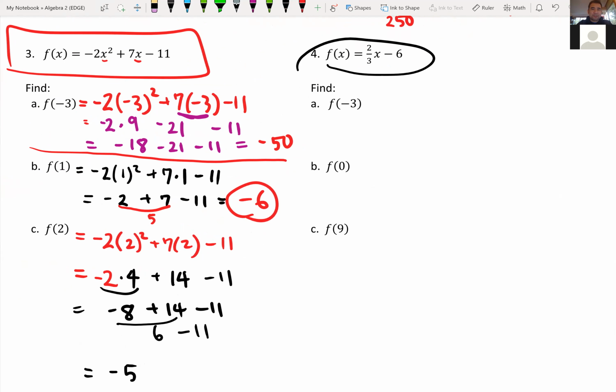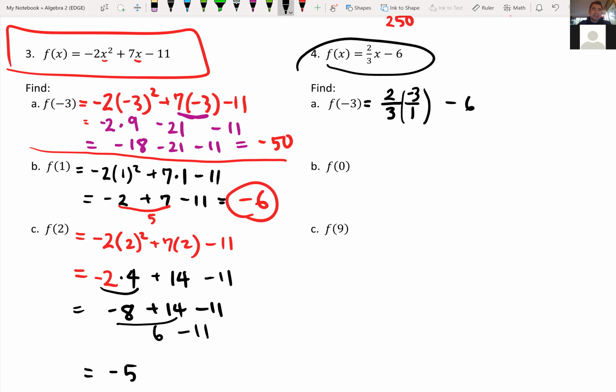So first you're going to insert negative 3 into x. So it's going to be 2 over 3 times. Now, x is negative 3, right? Now I'm going to write negative 3 in fraction form because we've got a fraction here. What's negative 3 in fraction form? It is negative 3 over 1, right?